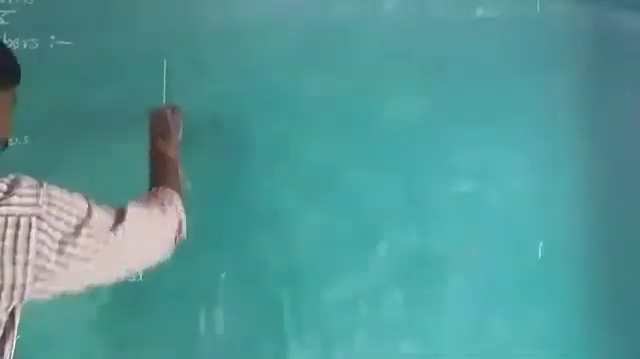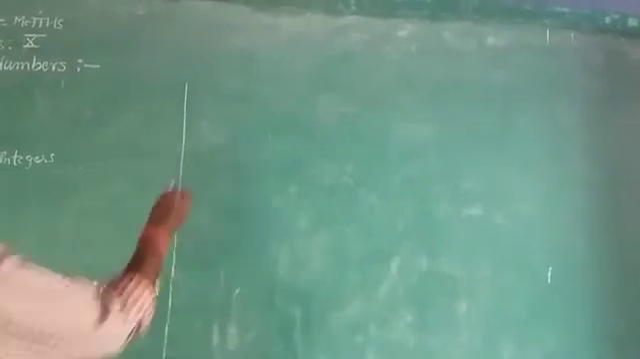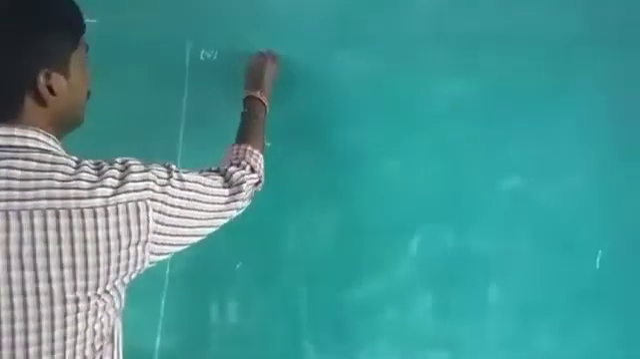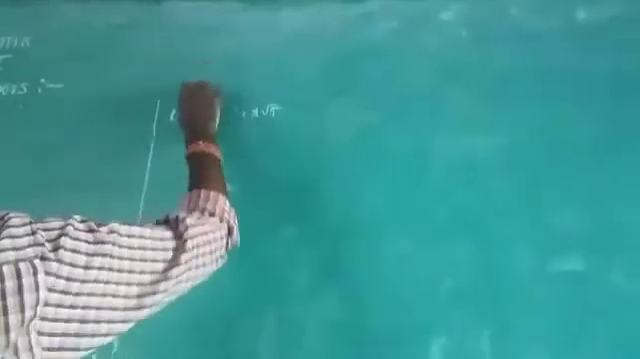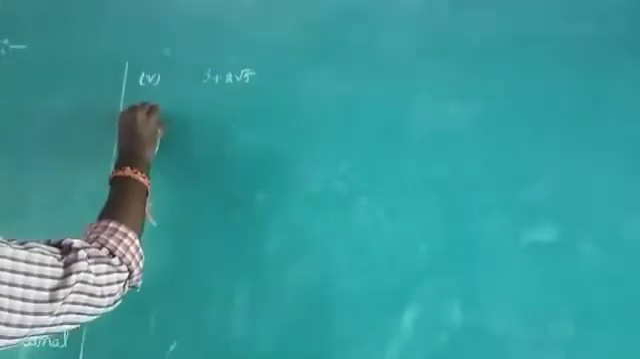Once you concentrate on total, I will explain you the fifth problem. Now I would like to explain you the fifth problem. What is the fifth problem? 3 plus 2 root 5, we need to prove it is an irrational number.